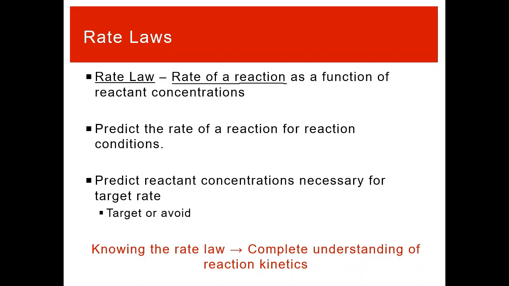Or you may want to avoid a reaction occurring. The reaction's really slow, you're going to be producing something toxic, and it's good as long as you keep your concentrations low. So you want something along those lines that gives you some sort of target. You want to keep your rate low, so what do you need your concentration to be? But knowing a rate law, we say that it completely determines the reaction kinetics. You have a complete understanding of reaction kinetics. And importantly, if you know the equation for the rate law for a given reaction, you can make any prediction about how fast the reaction will go for a given set of conditions. What are your concentrations?